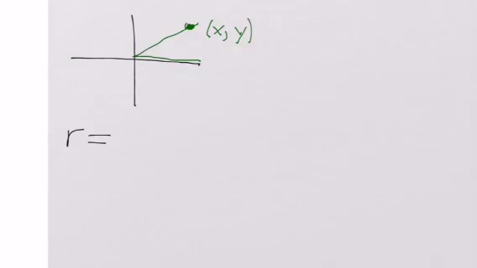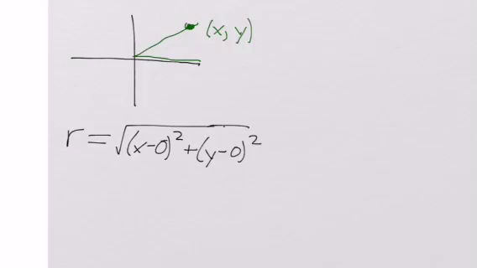So if you'll recall from a college algebra course, the distance formula tells us that that distance is the square root of (x minus 0) squared plus (y minus 0) squared. I can simplify those minus zeros. So I'm going to get r equals the square root of x squared plus y squared.